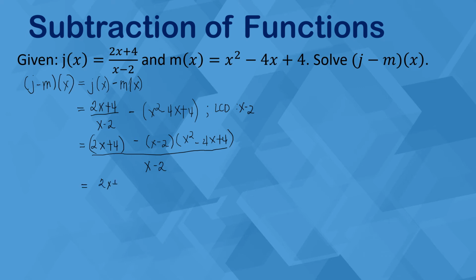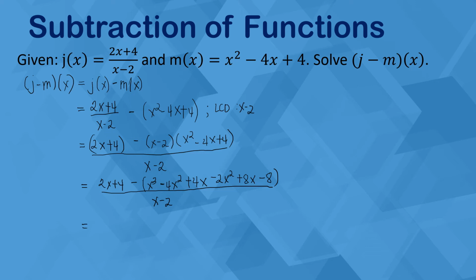Okay, so we have here 2x plus 4 minus, we multiply these terms: x times x squared is x cubed, x times negative 4x is negative 4x squared, x times 4 is positive 4x. Then negative 2 times x squared is negative 2x squared. Negative 2 times negative 4x is positive 8x. And negative 2 times 4 is negative 8, over the LCD x minus 2.